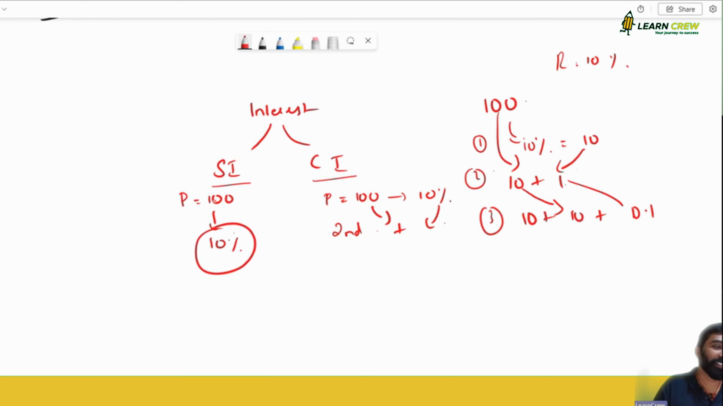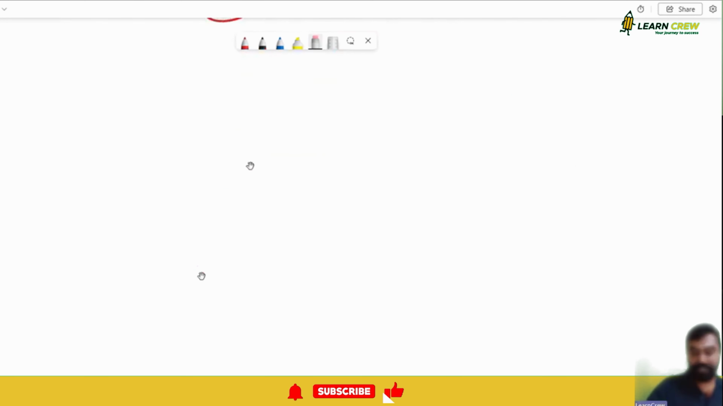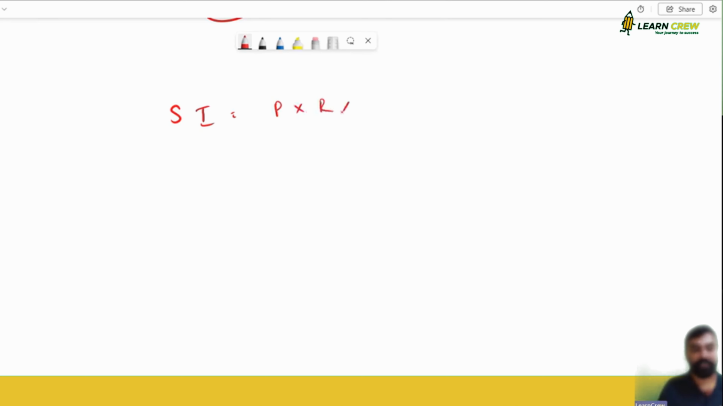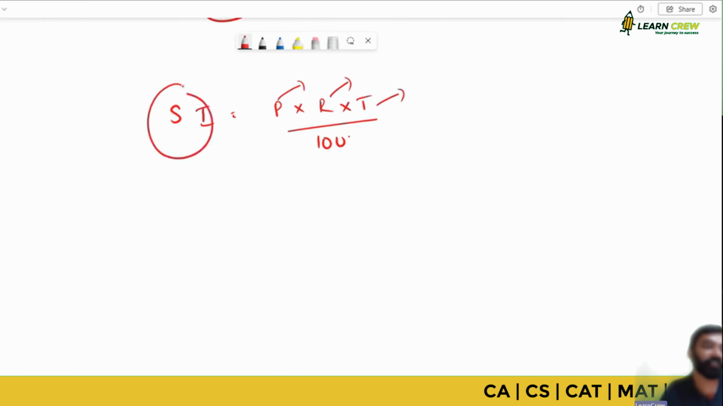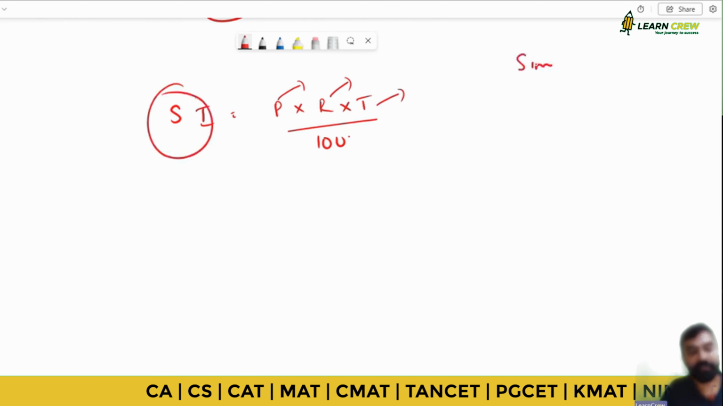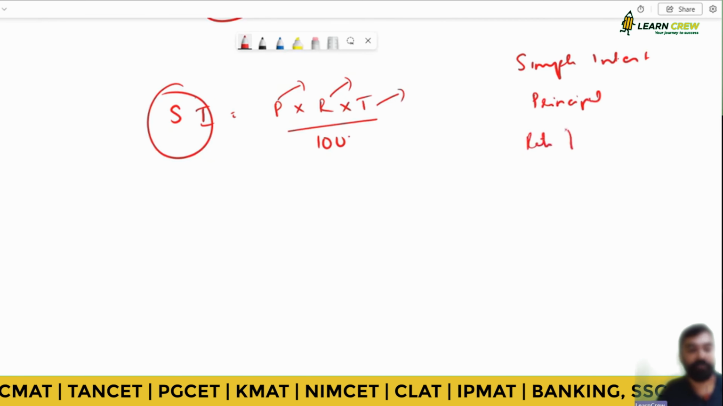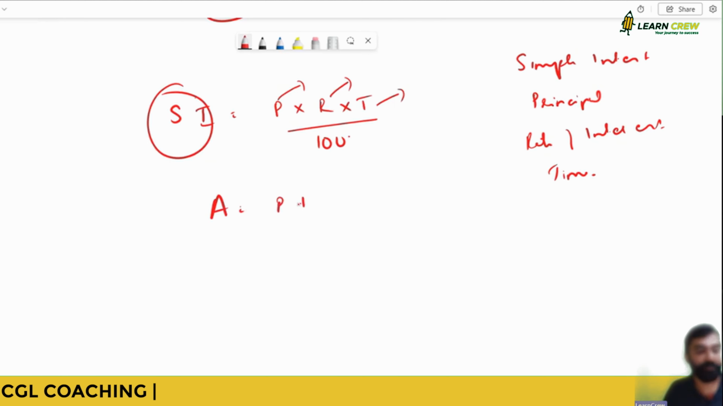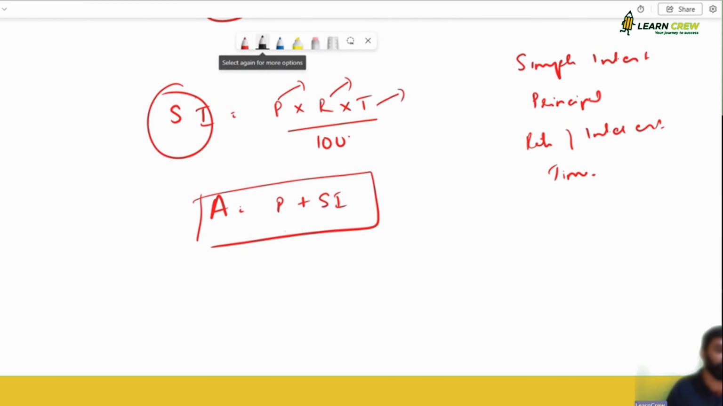Okay. Let us take some examples. Let us see from there. The first part we are going to start is simple interest. Simple interest is a component of the principal, your rate of interest, and your time, divided by 100, where P is called the principal, R is called the rate of interest, T is called the time, and this is called the simple interest. Simple interest, P principal, rate of interest, fine. And the amount is nothing but the principal plus the interest. Okay. Let us take a small example.